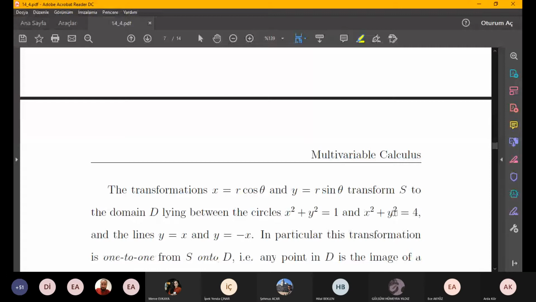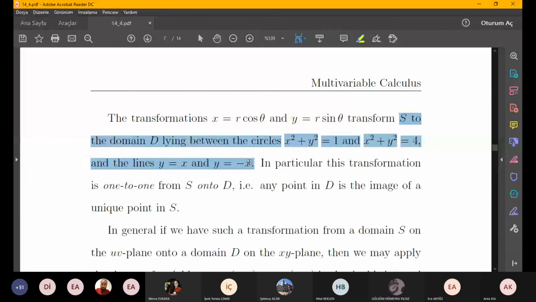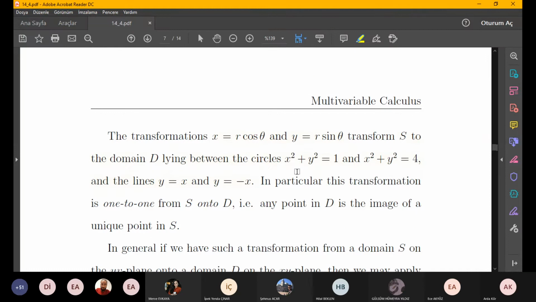So the transformation of polar coordinates transforms S from the r theta coordinates to the domain D lying between the circles and the lines y equals x and y equals minus x. So that is why we define it as y greater than or equal to the absolute value of x here.